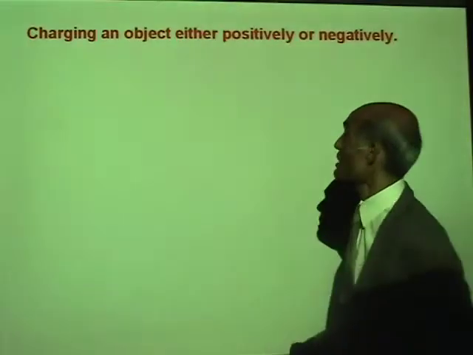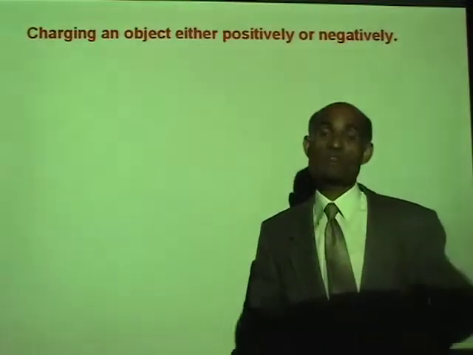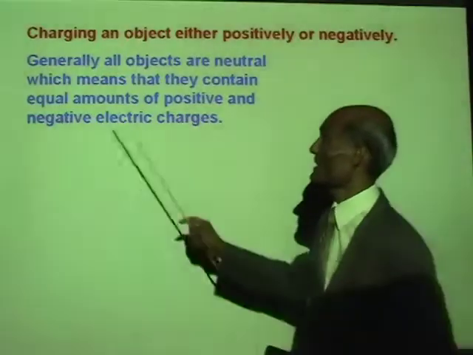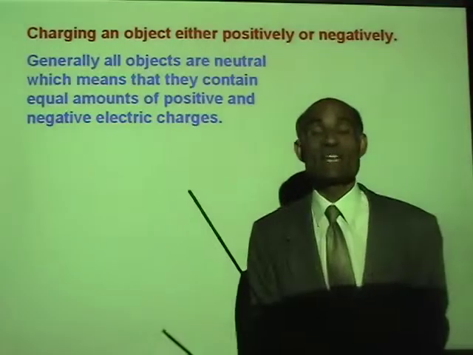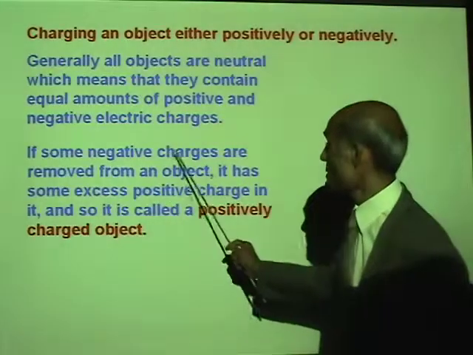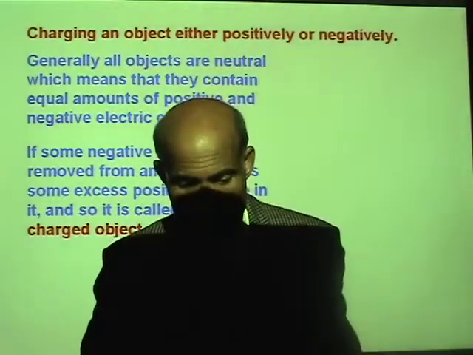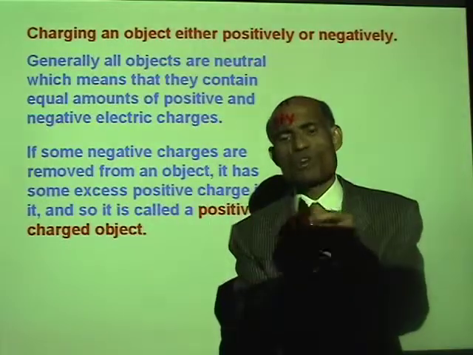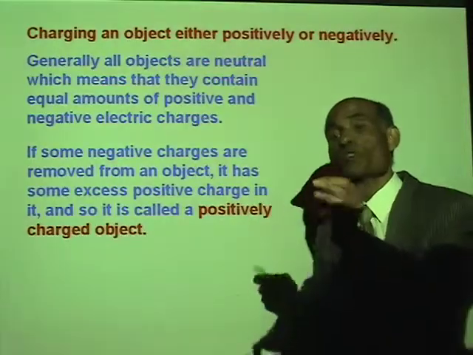Let's now talk about charging an object either positively or negatively. Now, what is the meaning of charging an object either positively or negatively? Generally, all objects are neutral, which means that they contain equal quantities of positive and negative charges. If some negative charges are removed from an object, just like we did here, what did we do here? When you rub the plastic rod with the wool, what happens is some electrons are removed from the wool.